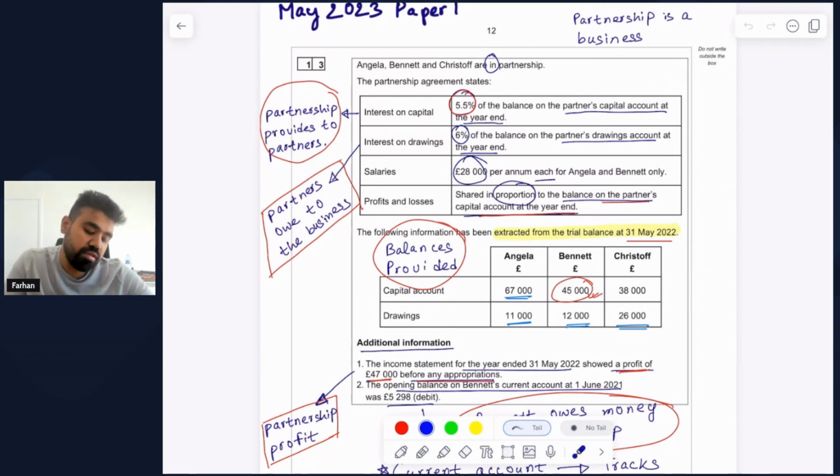The profits and losses are shared in proportion to the balances on the partner's capital account at the end of the year. The following information has been extracted from the trial balance at 31 May 2022. So here you can see we are given the balances for the capital account and for the drawings for Angela, Bennett, and Christoph. And the interest on capital is calculated based on these balances which are given to us at year end. So is the interest on drawings, which is derived based on these balances for drawings that we are given for each of the individual partners at the end of the year.